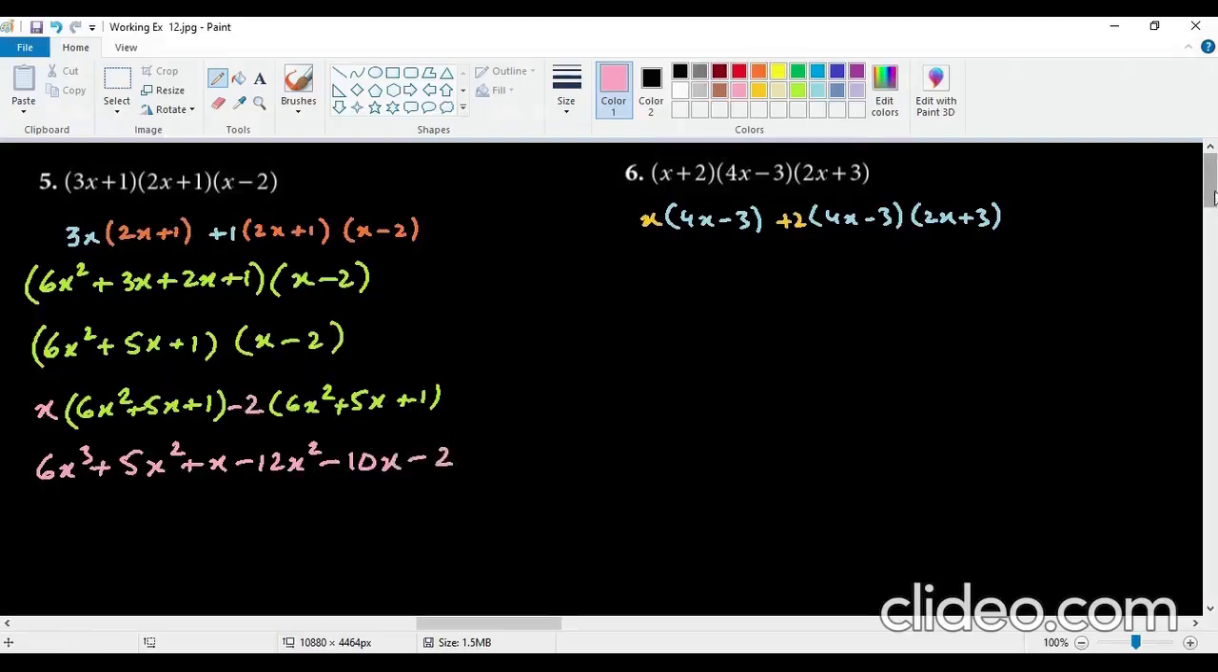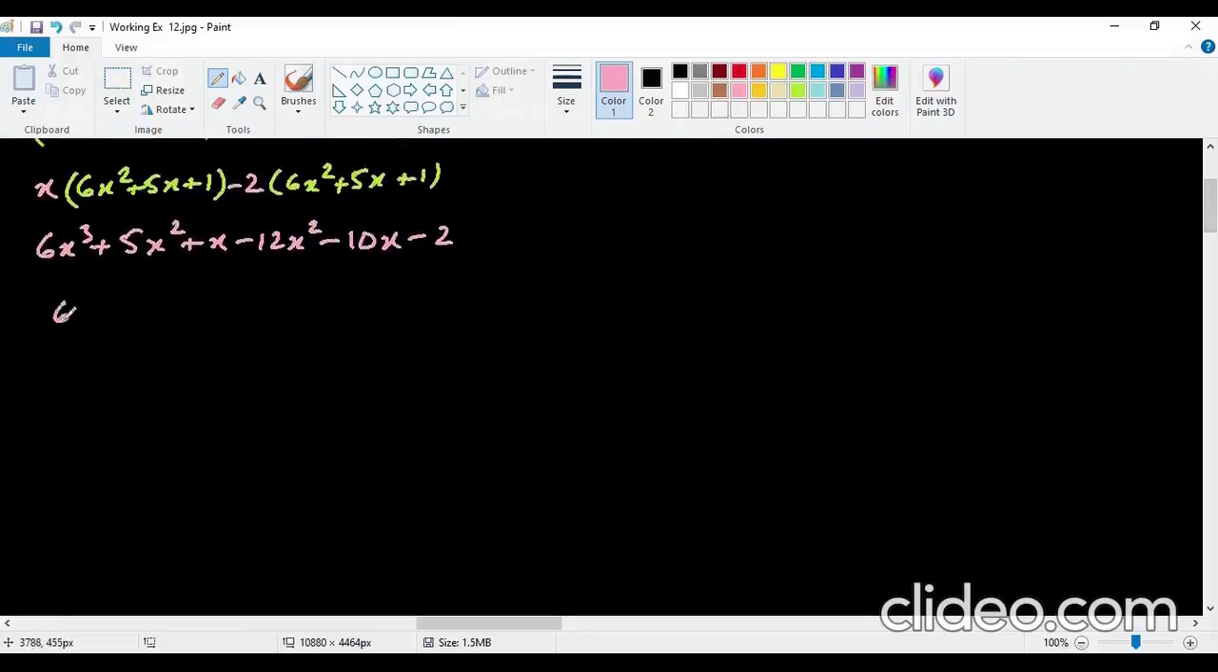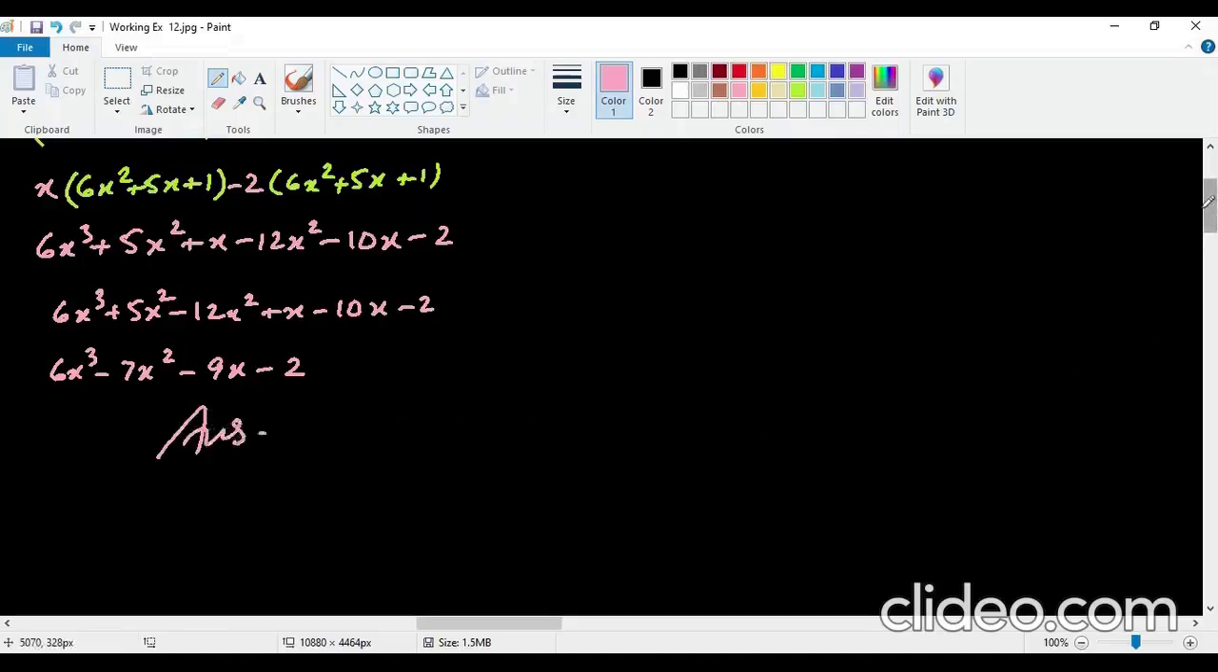Further simplification is going to give us 6x cube plus, bringing like terms together, 5x square minus 12x square plus x minus 10x and minus 2. So we are keeping like terms together. 6x cube and plus 5x square minus 12x square is going to give you negative 7x square and minus 9x minus 2. This is going to be your final answer for this question.